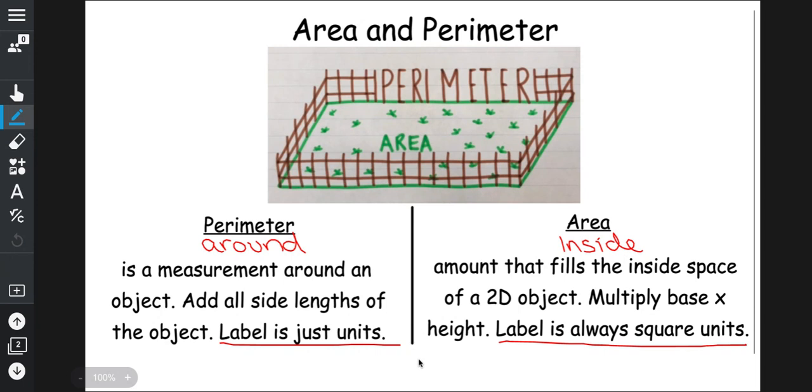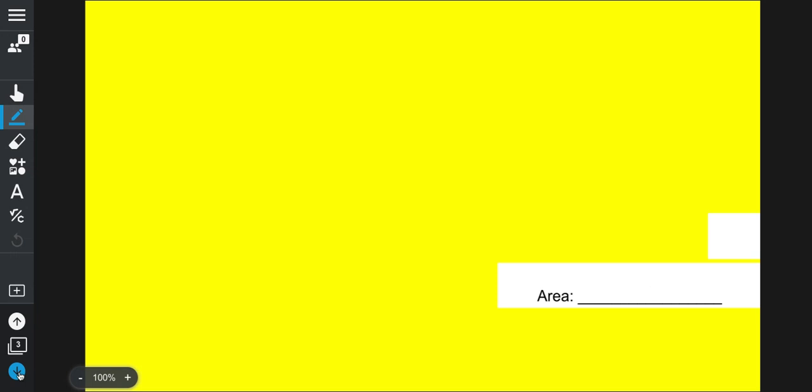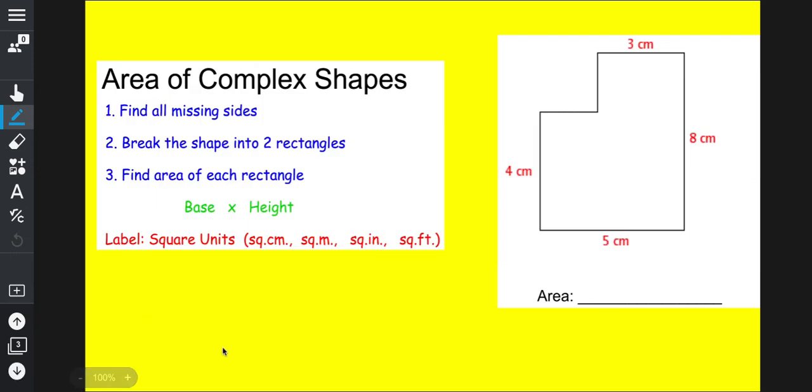All right, the reason we needed this note-taking sheet was to move on to our next concept, which is area and perimeter of complex rectangular shapes. You can see here as an example, this is not a normal rectangle. It's like it has two added on. So we have some steps for this. The first step is to find all the missing sides.